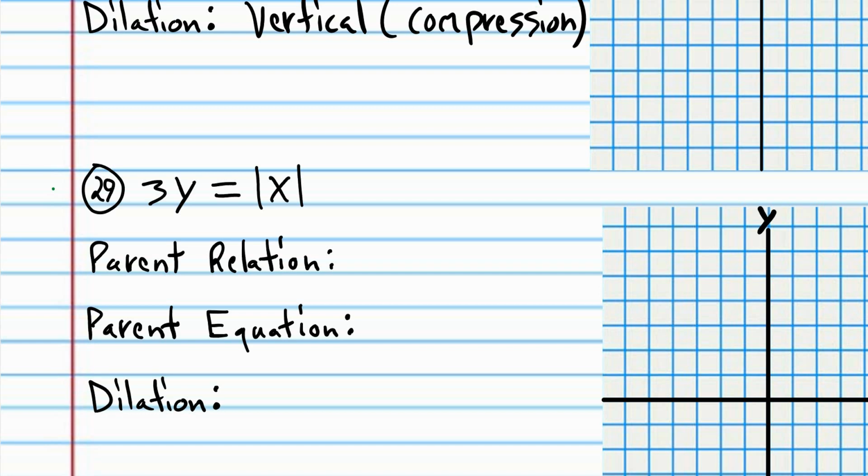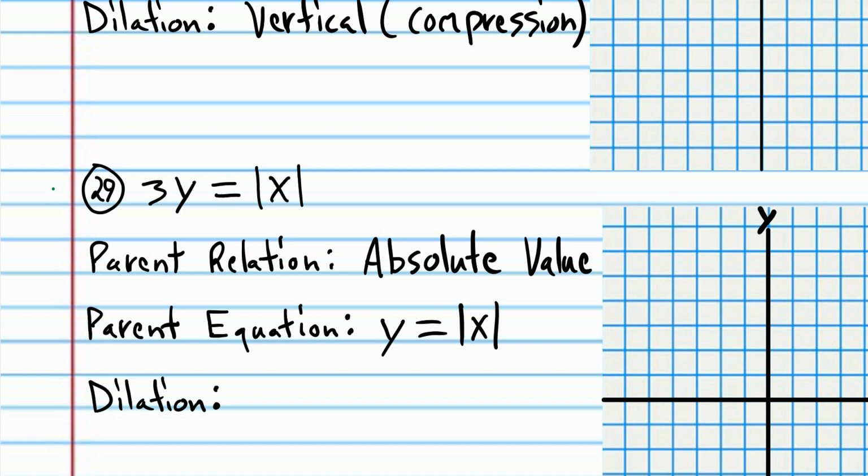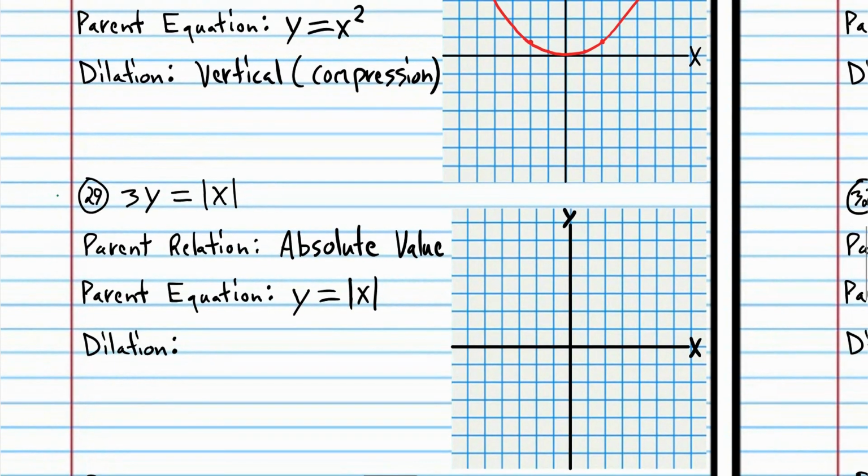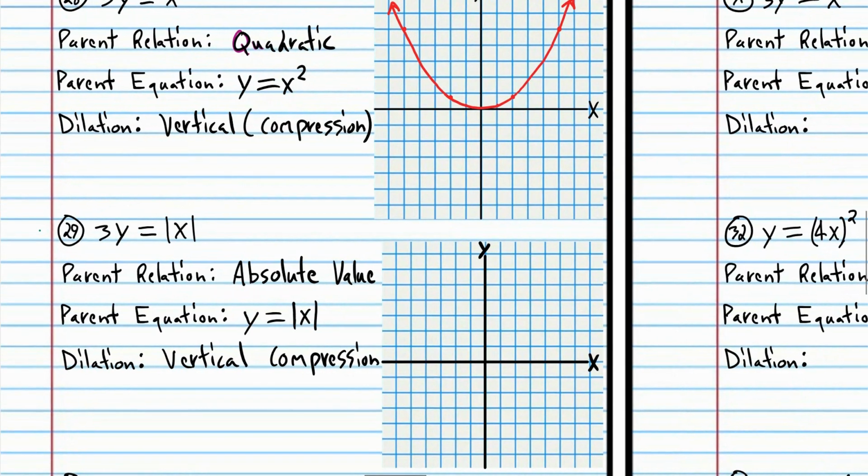Okay, we're back. The parent relation is obviously the absolute value relation because we have absolute value symbols, and the parent equation is y is equal to absolute value of x. This is all in your library of relations. It's a vertical dilation because we're doing something to y, and it's a compression because we're multiplying. We're only doing compressions so far. We'll get to stretches later.